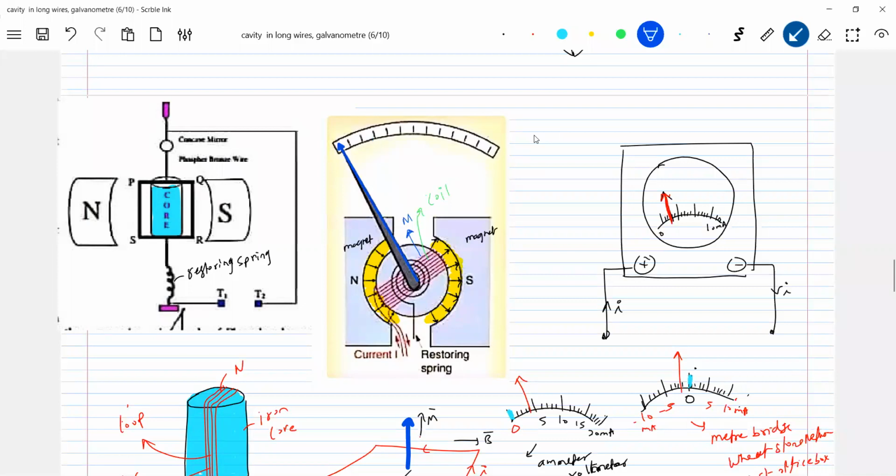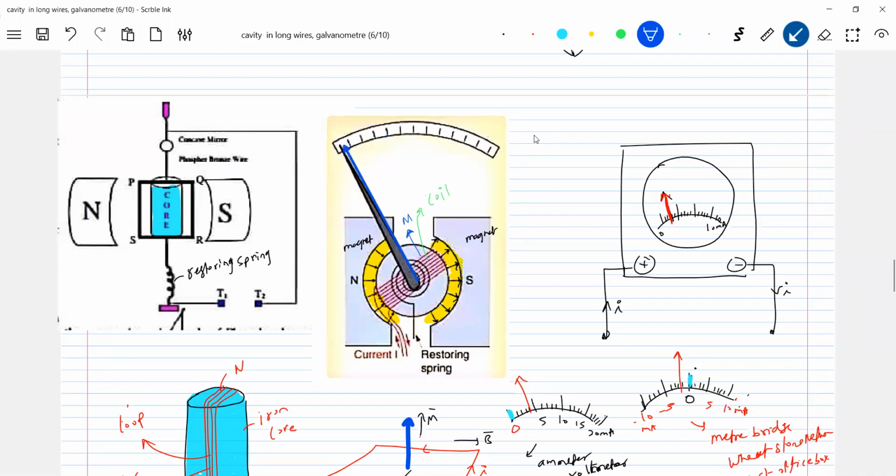So what is the use of that restoring spring? That is the main thing. If you don't have that spring, when you pass a current it will rotate continuously. But when you pass 3 milliampere, it should be here. When you pass 5 milliampere, it should be here. If you make current 0, somebody should bring it back, no? So who will bring it back? The torque set up in the spring will bring it back. So is it justified? I'm writing in the diagram: restoring spring, to set up a restoring torque.